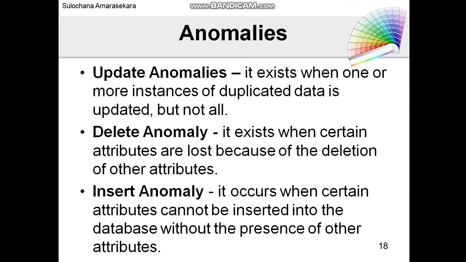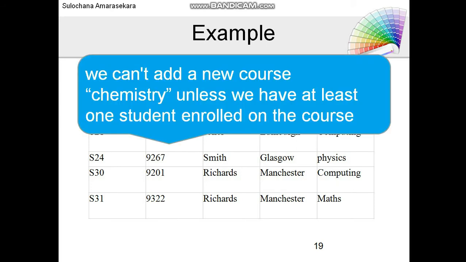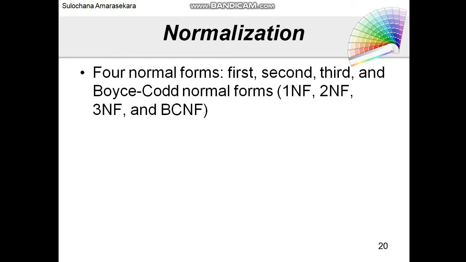Last, insert anomaly. When inserting a record into the database is blocked by the absence of other data, it is called an insert anomaly. Consider the same example. Assume we need to enter a course called chemistry. But up to now there is no student for the chemistry course. Because of that we can't add the chemistry course to the database. That error is an insert anomaly. We can remove these anomalies by normalizing the database. Normalization next.